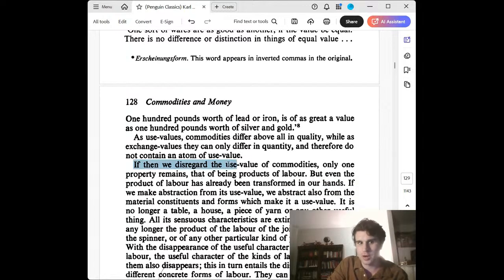If we then disregard the use value of commodities, only one property remains, that of being products of labor, right? And we saw that already. And Marx said the use value of the commodity and its material property is independent of how long it takes to make that thing. They have nothing to do with each other. So if we abstract from all use values, as we're doing in the exchange relation, then all that remains is that these things are made by people doing labor.